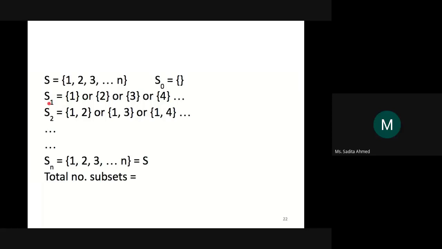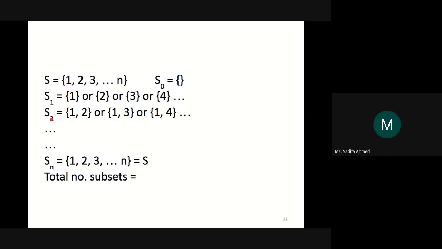Subsets of size 1. What does it mean? Subset of size 1 means what? How many elements will the subset have? One element. How many options do we have in the parent set? n elements. n options. So from n elements, you have to choose one element. How many ways are there to do that? In a set, remember, duplication and repetition don't count. nC1 ways. nC1 ways to do that.